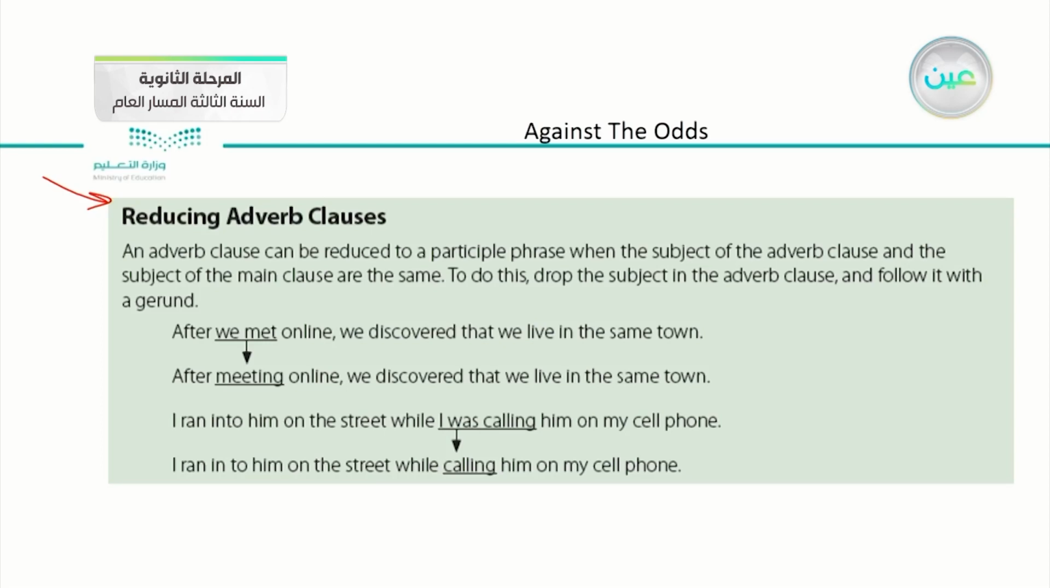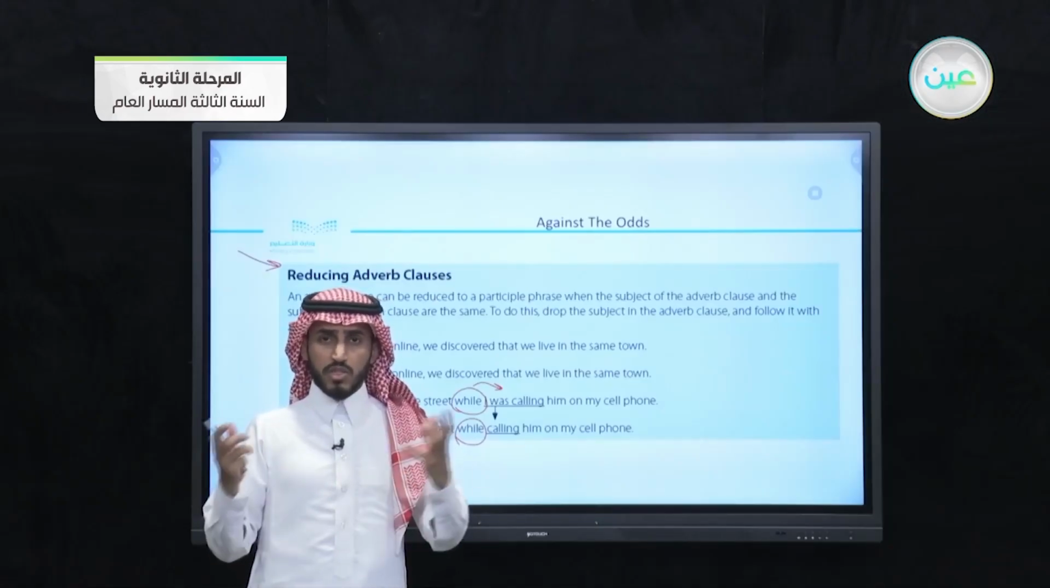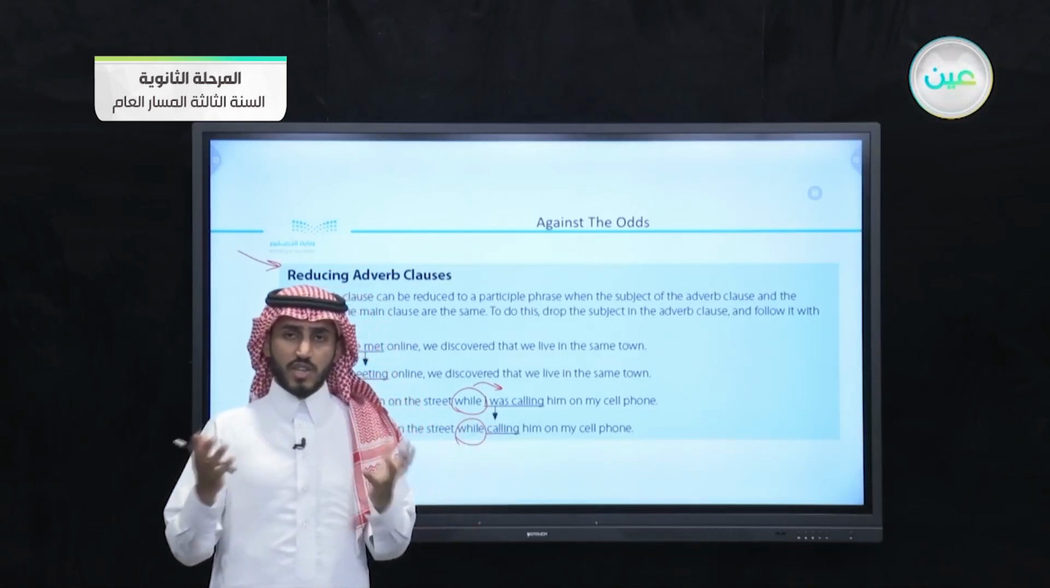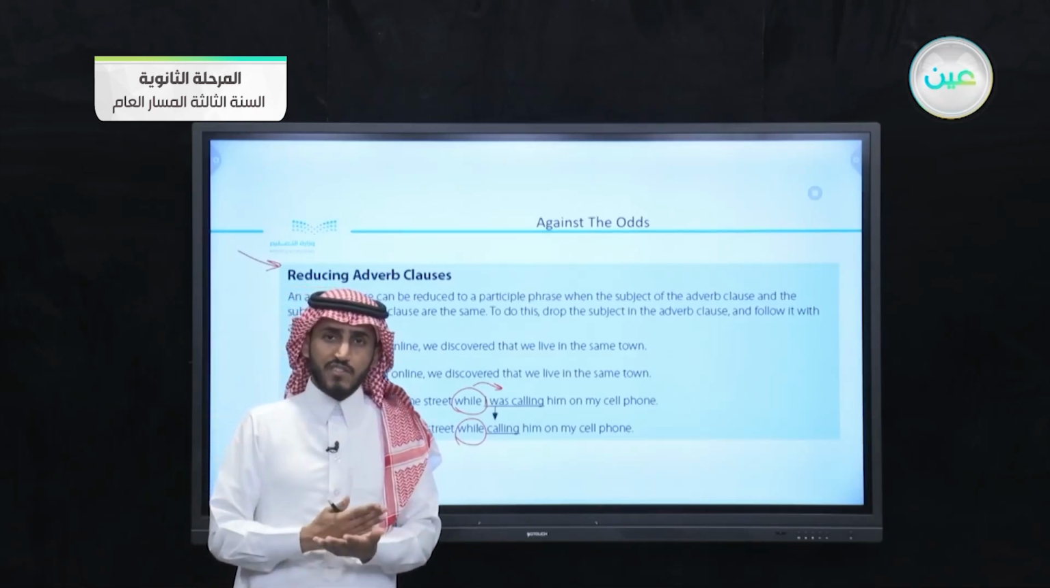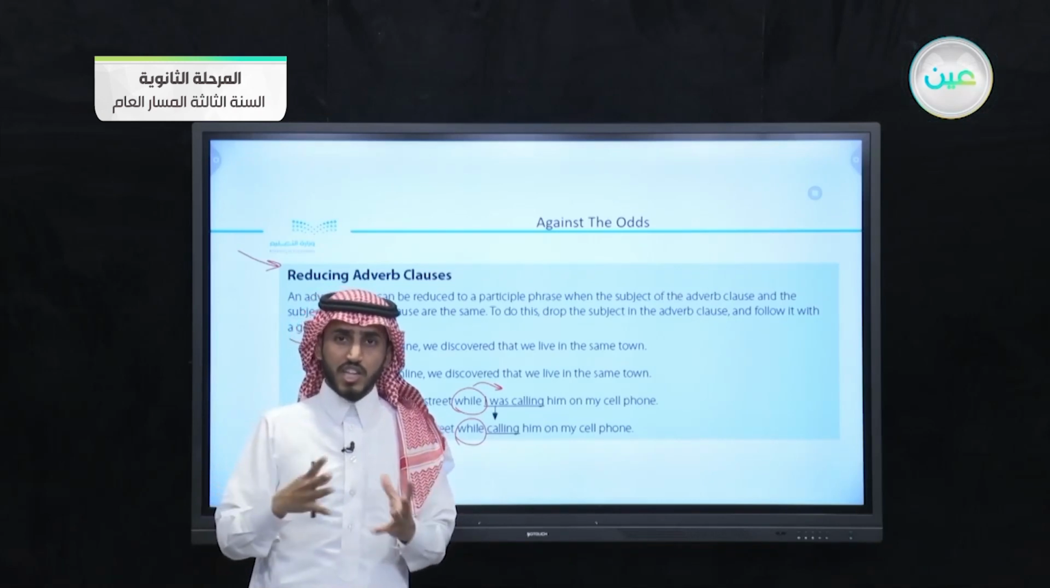Now we have the adverb clause in the beginning, and now here we have while I was calling. The adverb clause came in the middle. How do we reduce the adverb clause? When we have two subjects that were used in both parts of the sentence, we reduce the subject in the adverb clause by taking it out and adding an ing to the verb.